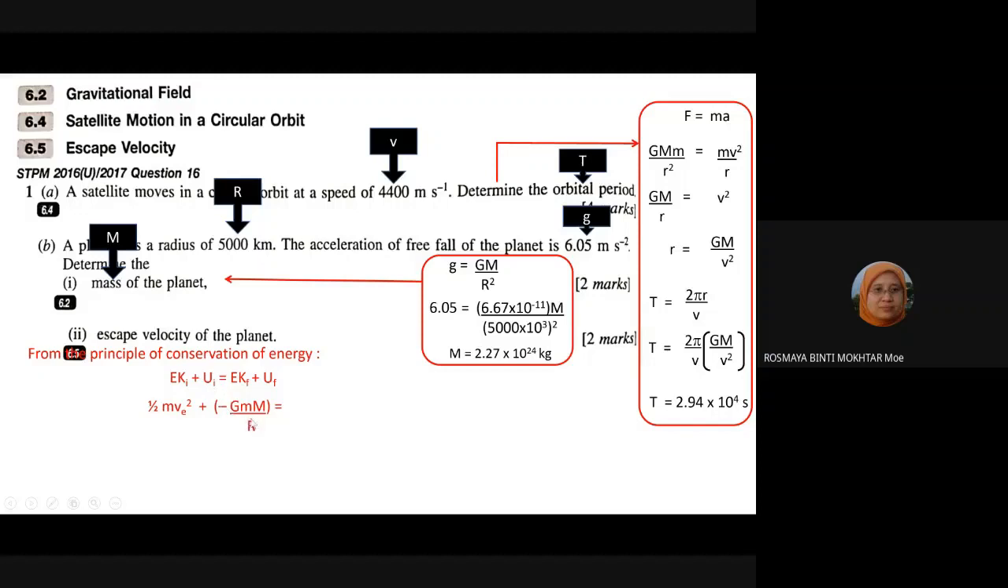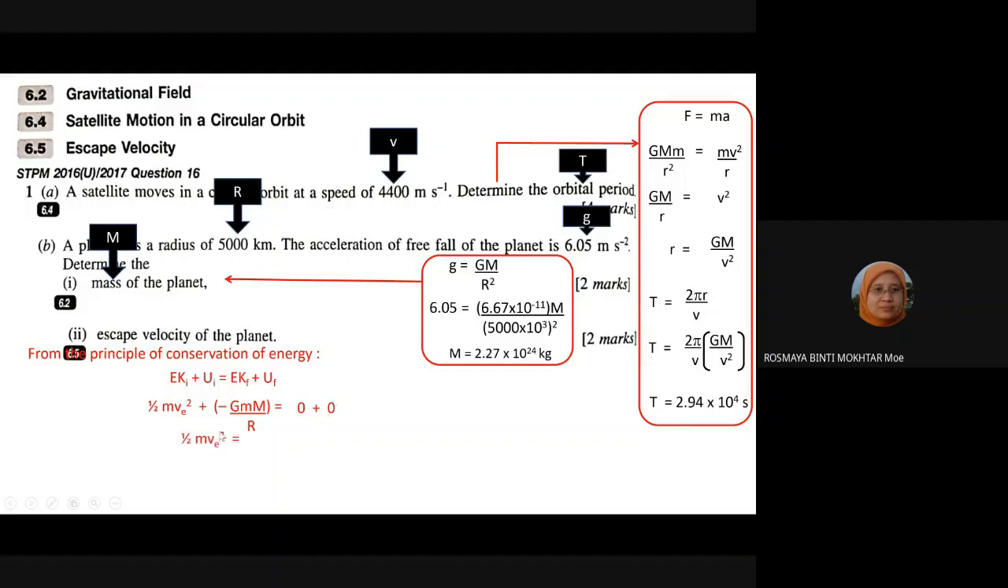R here is on the surface. So this is gravitational potential energy on the surface. Don't forget to put the negative sign with the U, the equation of the U. Then at final, at the peak, at the place where the satellite is free from the gravitational pull of the Earth, the kinetic energy equals 0. The gravitational potential energy also equals 0.